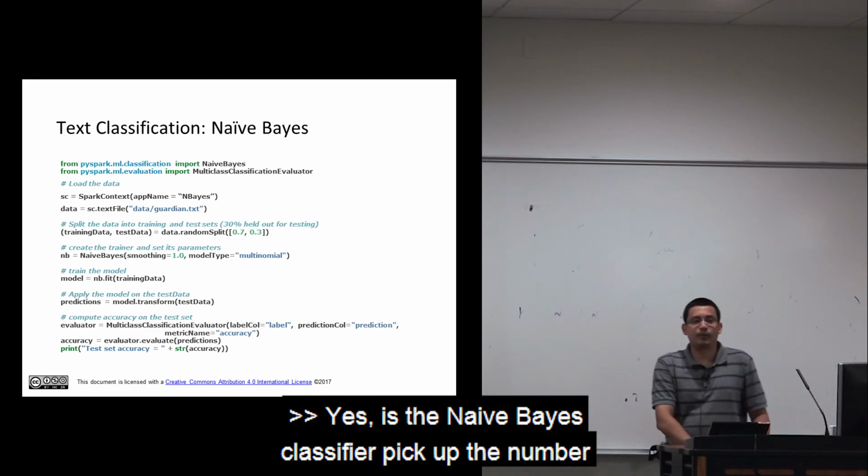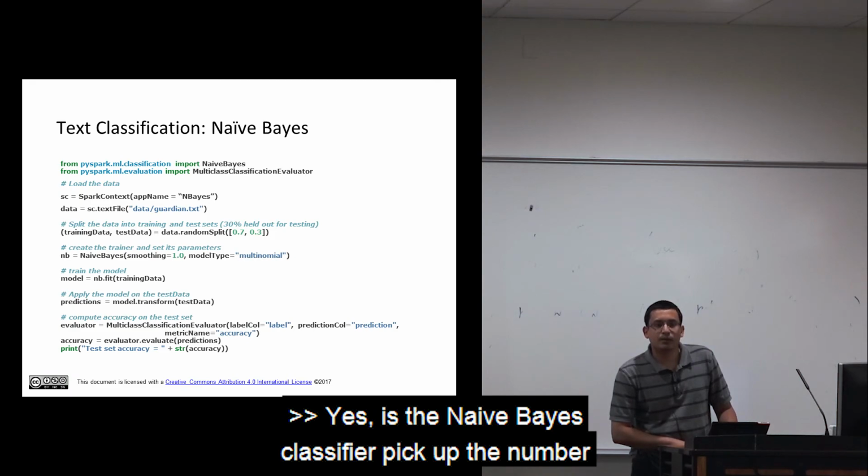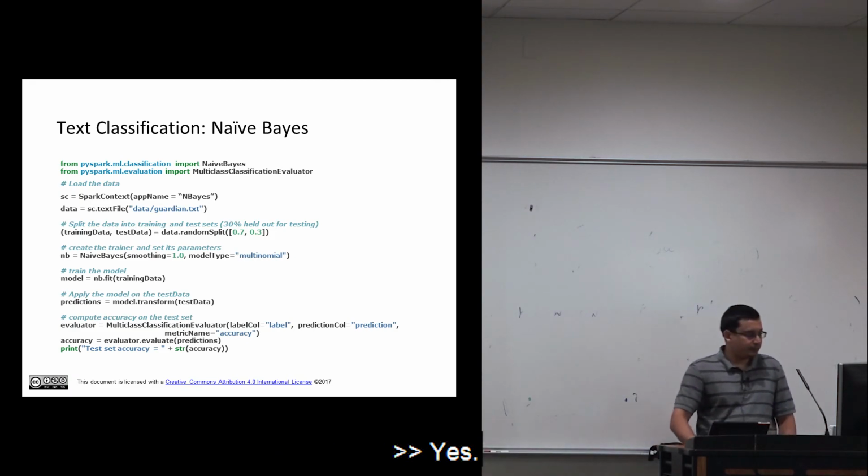Does the naive Bayes classifier pick up the number of classes from the data set? Yes. Okay.